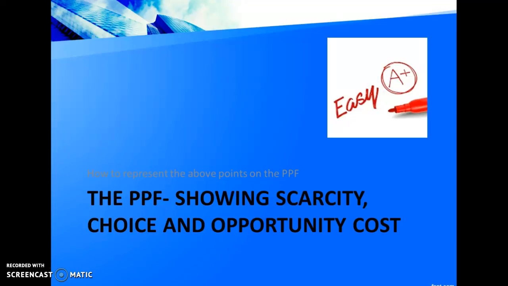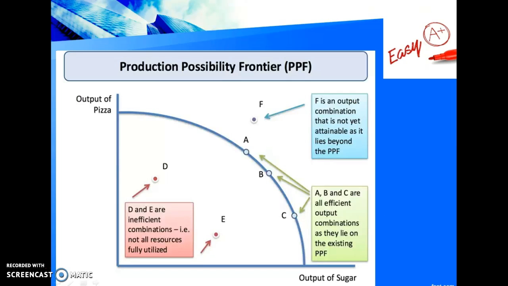Now I'll be showing you the PPF curve, and remember PPF stands for the Production Possibility Frontier curve. I will be doing a next video to go into more detail on the PPF. But for now, I just want to show you the relationship between scarcity, choice, and opportunity cost on the PPF curve. So here we have a PPF curve, the Production Possibility Frontier curve, right? And for this particular hypothetical country, they are producing two goods. They are producing pizza and they are also producing sugar, right?